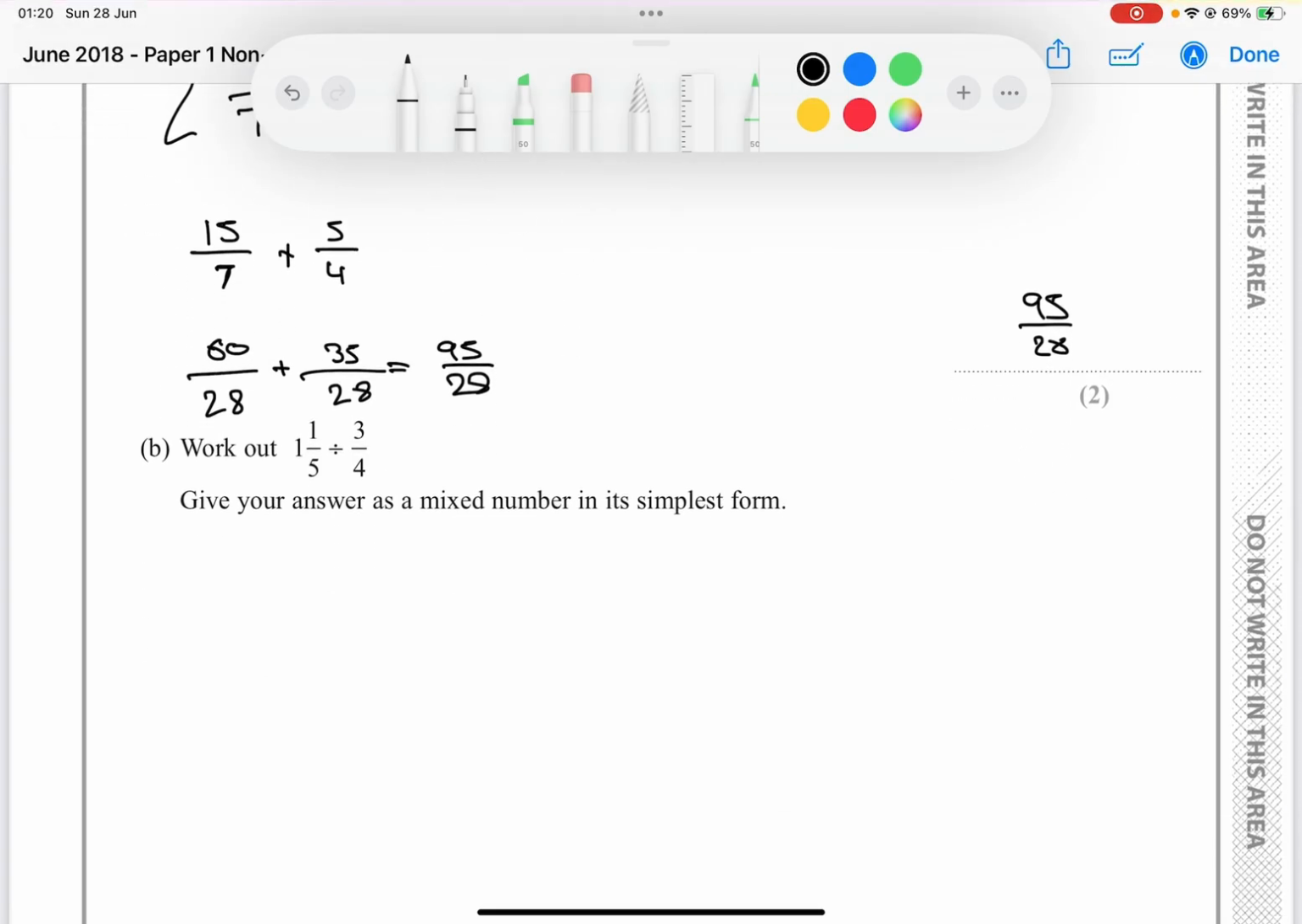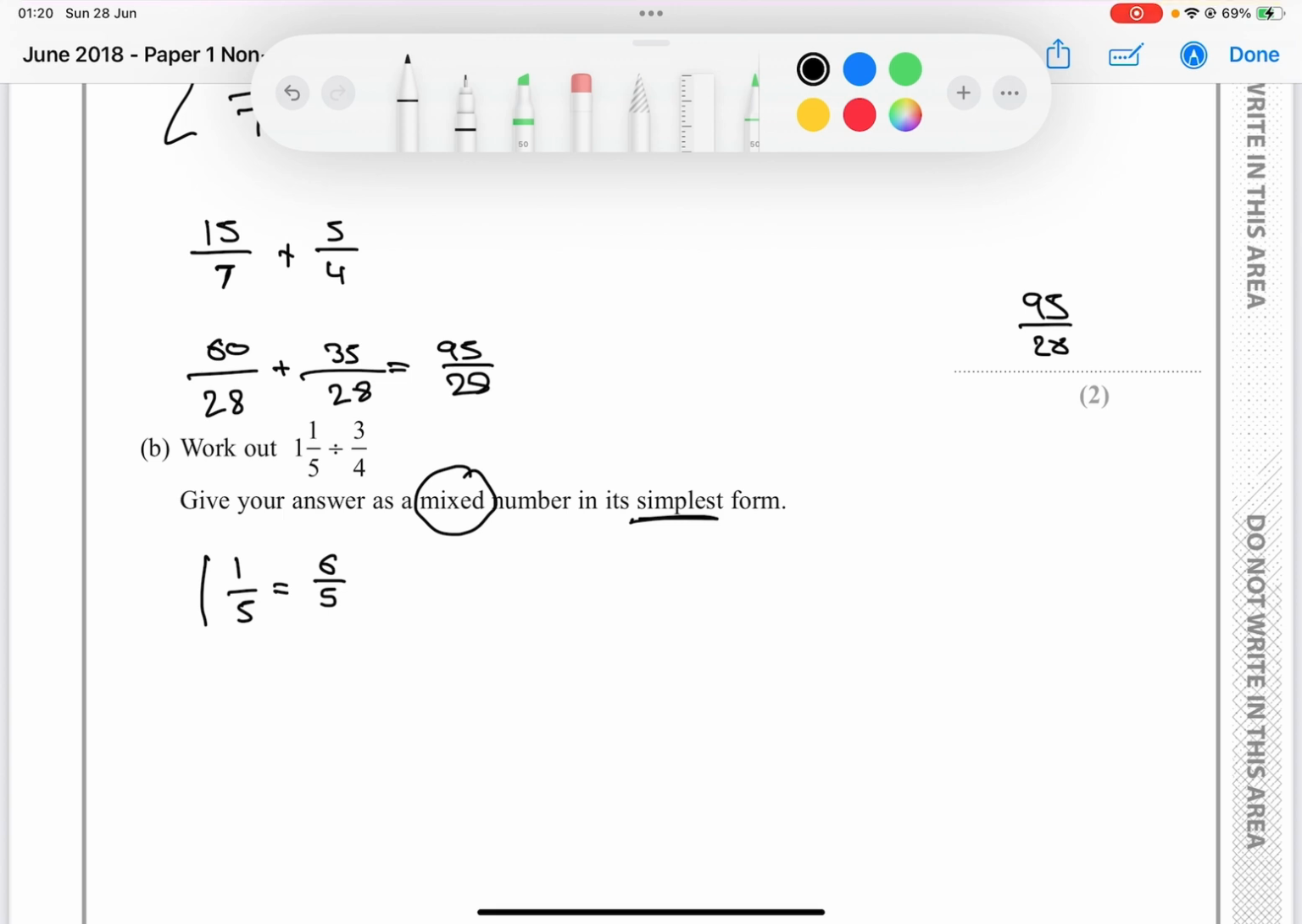Part B says work out 1 whole and 1/5 divided by 3/4. Give your answer as a mixed number. So see, if they want your answer in a specific way, they will tell you, okay? And you have to give it. So as a mixed number in its simplest form. So again, first we're going to just convert this mixed number to an improper fraction. So 1 whole and 1/5 will be 1 times 5 is 5, plus 1 is 6. So it'll be 6/5.